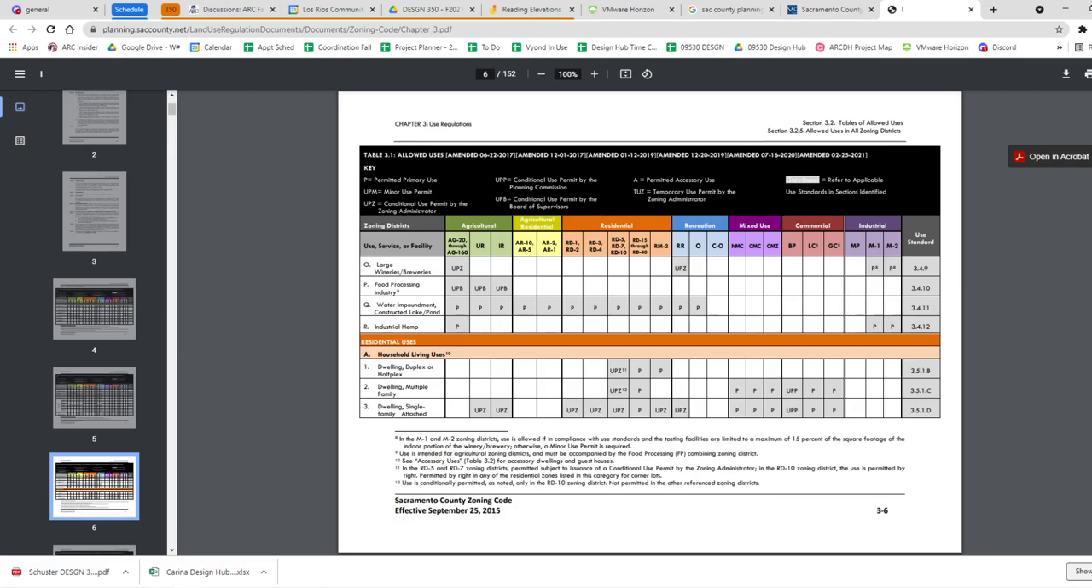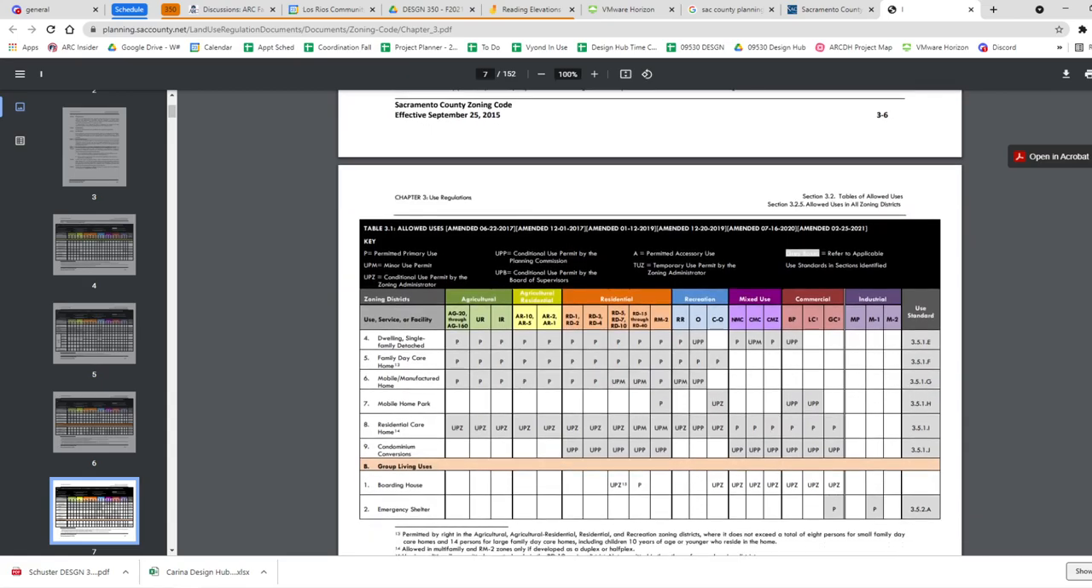Okay, what is UPZ? Conditional use permit by the zoning administrator. So that means that you can get a conditional use to put on a single, an attached single family. That's where, for RD1 or RD2, that's now essentially yes. That has been made yes. Single family detached. Yes, you can do that. Family daycare, yes. Mobile home, manufactured home, yes. So these are all acceptable uses on residential 1 or residential 2.